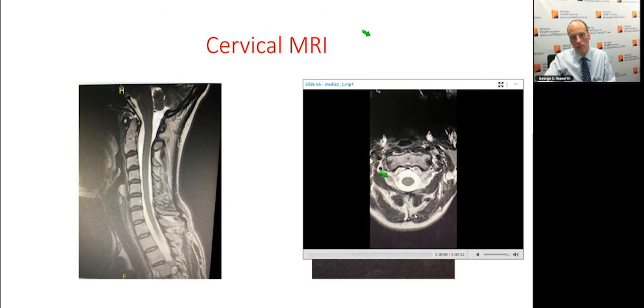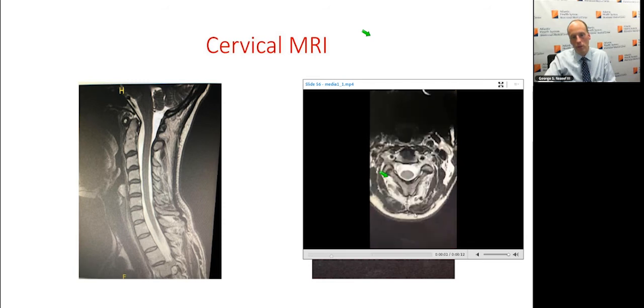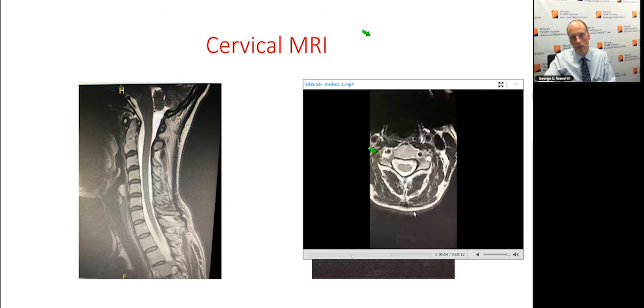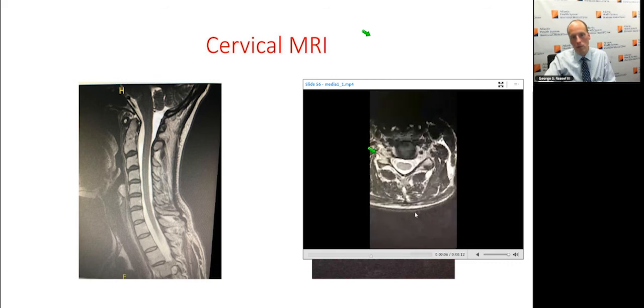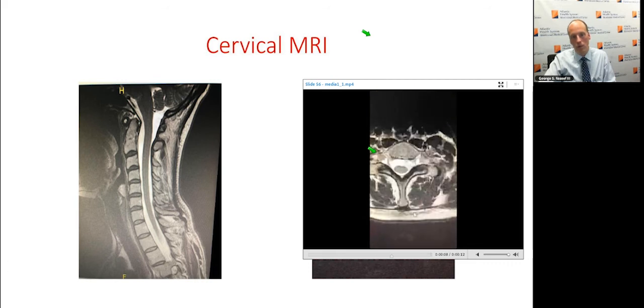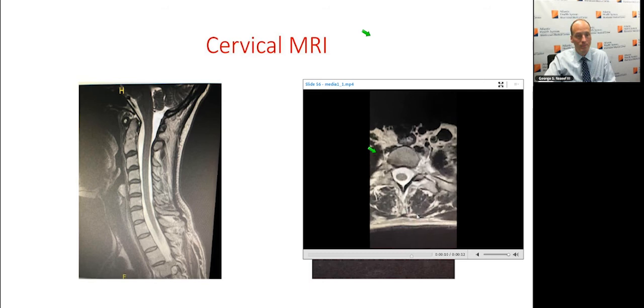I'm going to try doing that again. There's a spinal cord. You see the vertebral arteries up here and the vertebral body. And there's plenty of room. The facet joints are all healthy posteriorly.